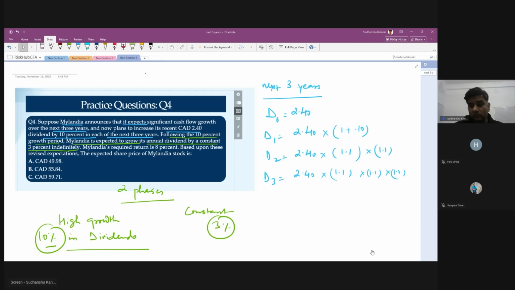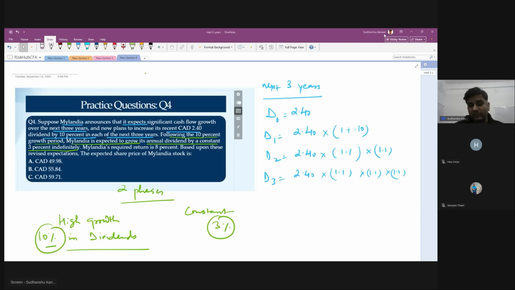Okay, thank you. Let me complete it. So that is what we have, right? There are two different phases, and now how do we solve it? What's the logic we should apply?